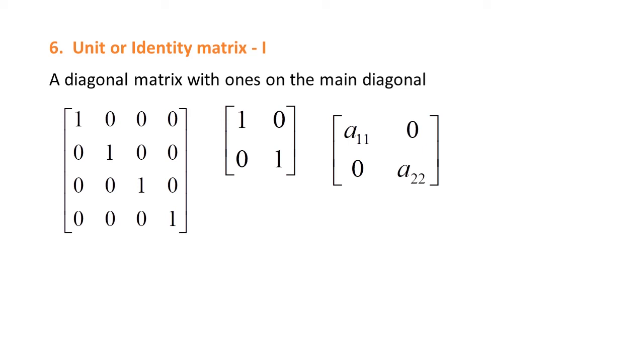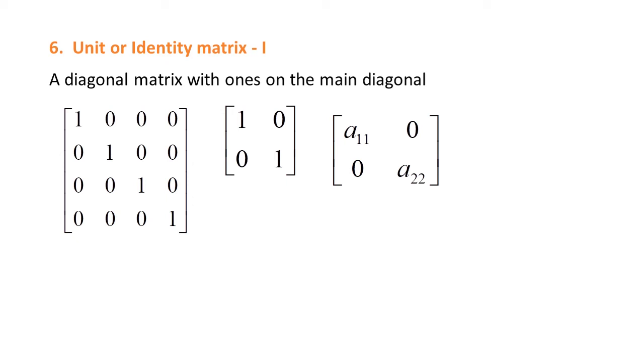Now we see the first example. It is a 4 cross 4 matrix. In the main diagonal we see 1 1 1 1. All the numbers above the diagonal is 0. All the numbers below the diagonal is also 0. And we see 1 in the diagonal. So this is an example for unit matrix or identity matrix.